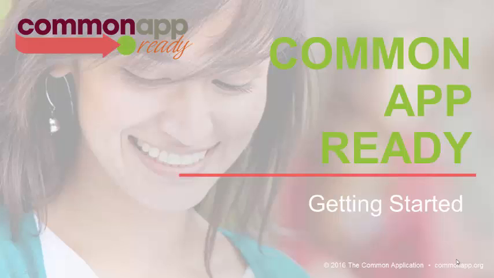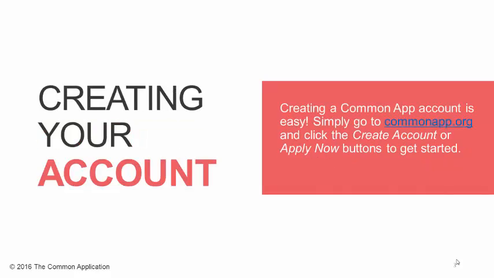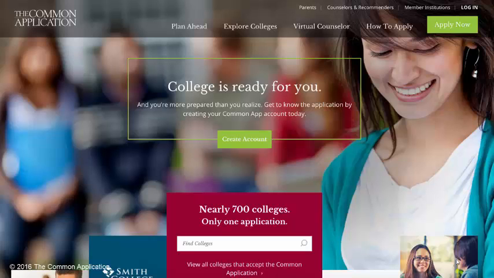Okay, let's cover the process of creating an account and walk you through the Common App layout and review searching for and adding colleges to your college list. So to get started, the first thing we need to do is go to the Common App website, which is commonapp.org. Once you go to the website, it's going to look like this.